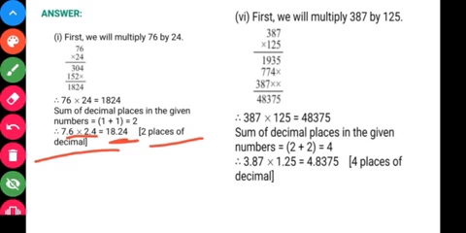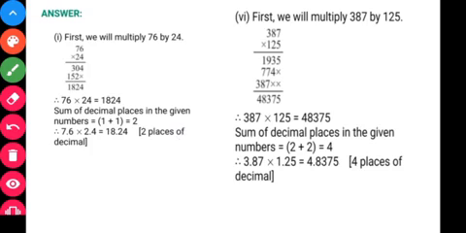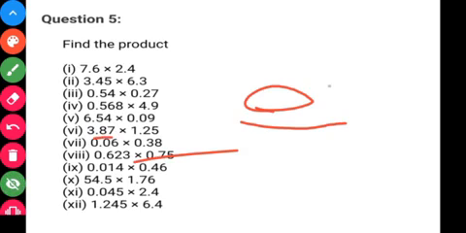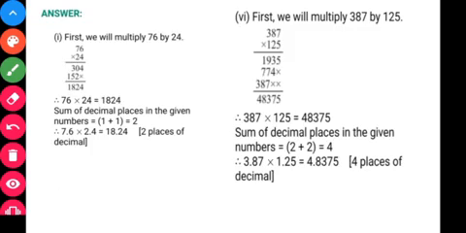Similarly you can do the 6th part. What is given in the 6th part? 3.87 into 1.25. For this we'll multiply 387 by 125, then we'll get 48,375. So the product of 387 into 125 is this. Now the sum of decimal places. How many decimal places are there? Here 2 decimal places and 2 decimal places, that means 4 decimal places. So the sum of decimal places is 4.